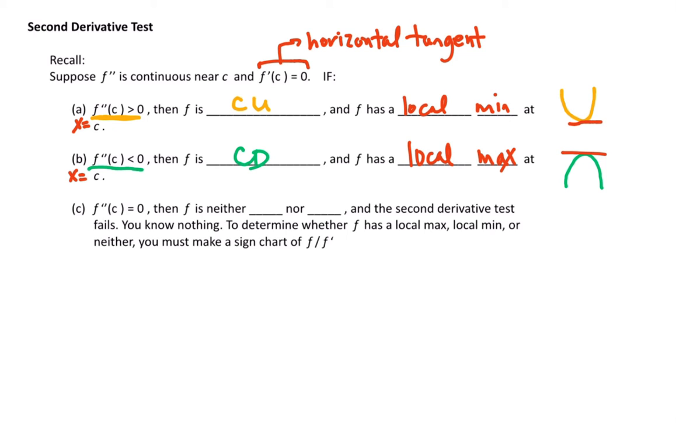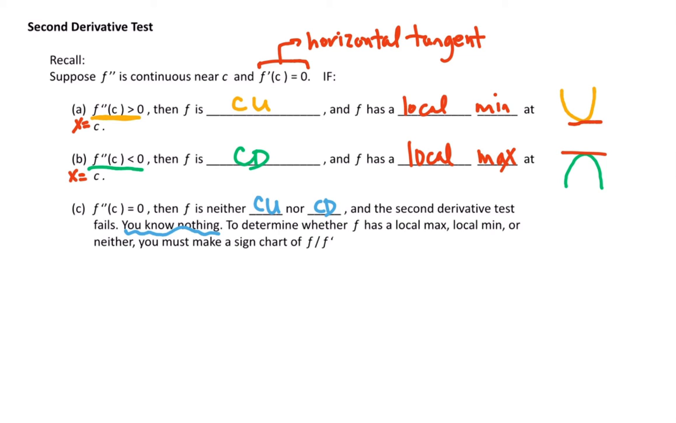Okay, if f double prime of c is also 0, so if both the first and the second derivative are 0, then f is neither concave up nor concave down. So it's neither of these things. And so the second derivative test fails, and you know nothing. I know this is a feeling a lot of you guys can sometimes relate to. I'm joking.